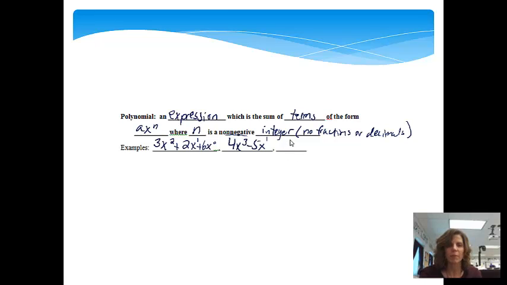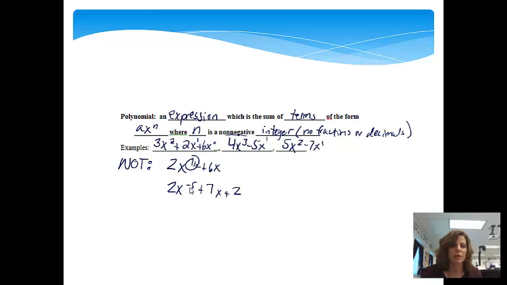And another example might be 5x squared minus 7x, and I guess I'll stop there. Notice, as long as our powers are fine, we have a polynomial. I'm just going to give a couple that are not, just to make sure you have a couple in your notes. One that would not be would be 2x to the 1/2 plus 6x, because we have a fractional exponent and I'm not allowed to have that. Another one that would not be one would be 2x to the -5 plus 7x plus 2, because we are not allowed to have a negative exponent. So that's what the characteristics of a polynomial are.